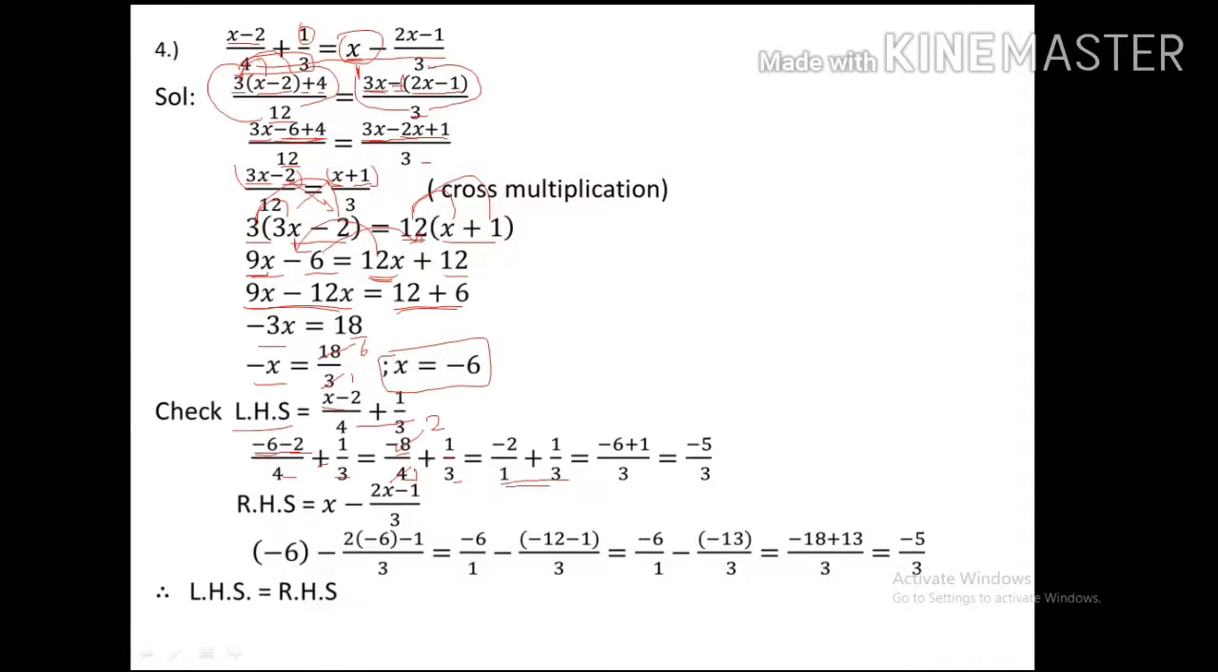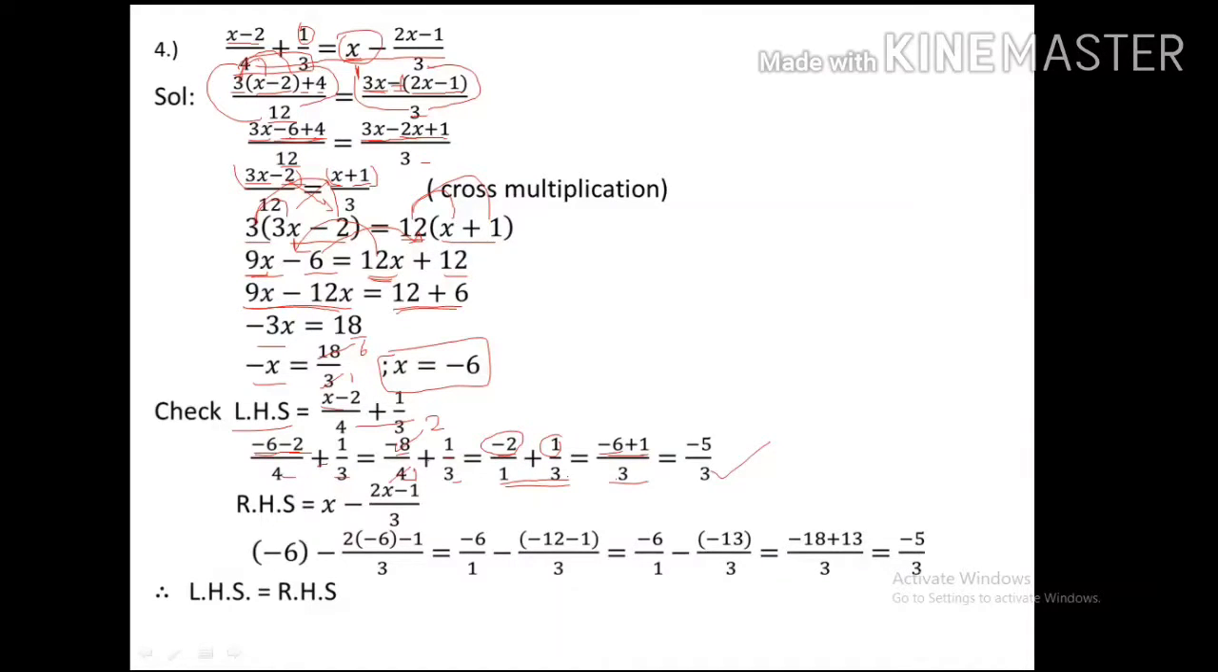Now the LCM of 1 and 3 will come 3, and now when 3 is divided by 1, it will come 3, and 3 is multiplied by this minus 2, it will come minus 6. And here when 3 is divided by 3, it will come 1 as the quotient, and 1 is multiplied by 1, it will come 1. So minus 6 and plus 1, when we solve, it will come minus 5 by 3.